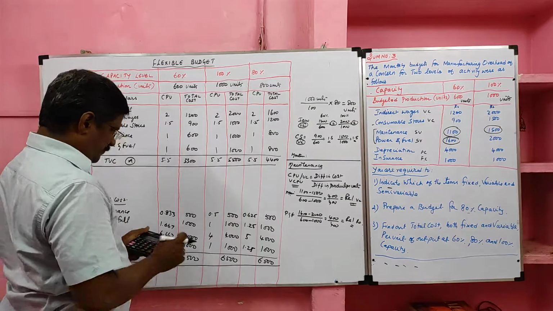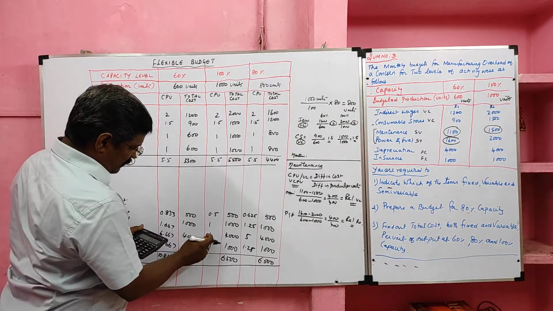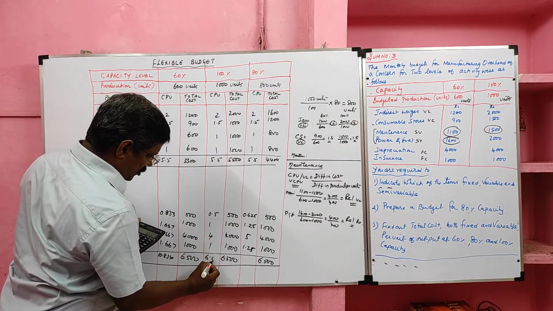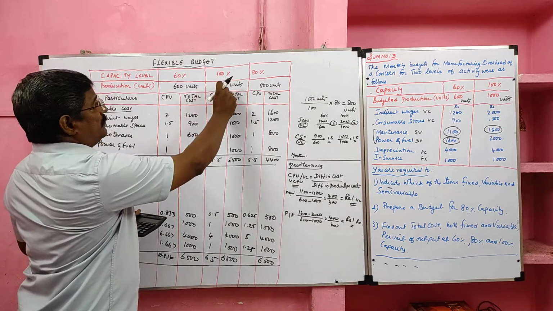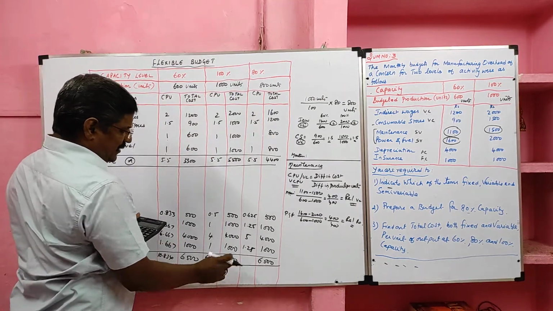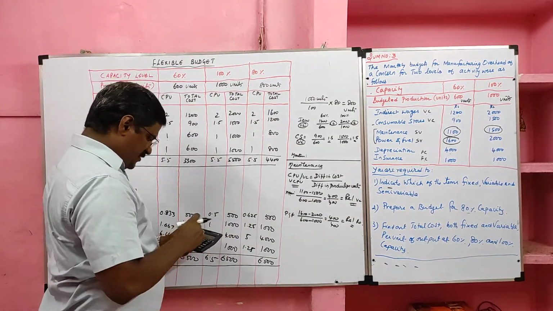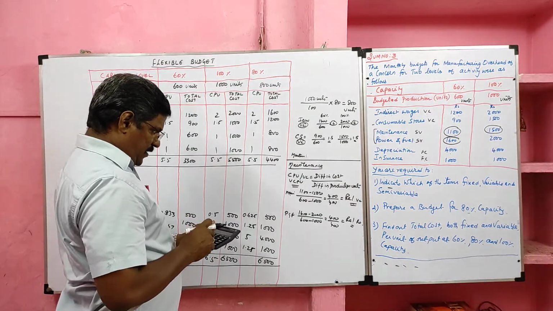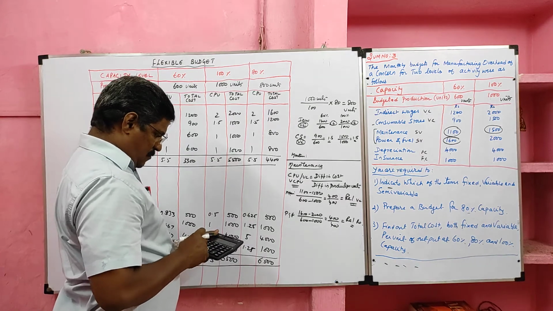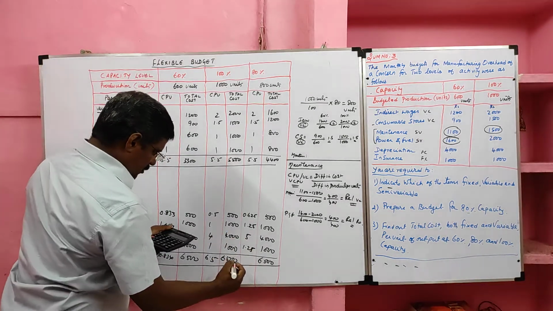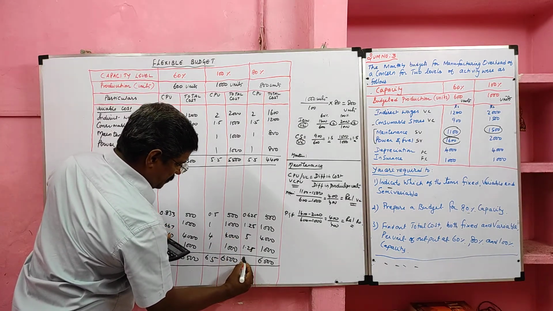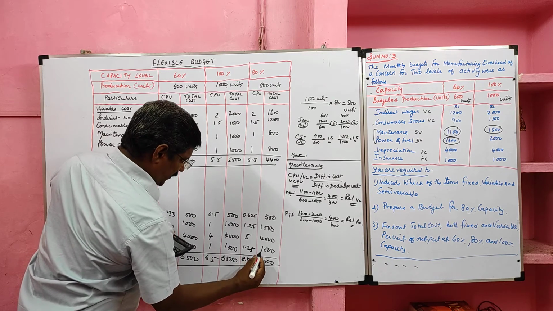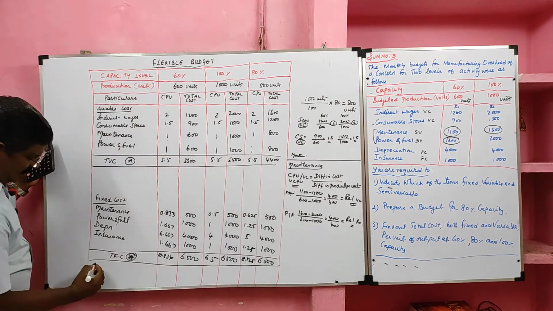Then move to this one, 6.5. If we multiply with 1000 units, we will get 6500. Then we have to add this 0.625 plus 1.25 plus 5 plus 1.25. The total is 8.125. At last, we have to find the total cost.